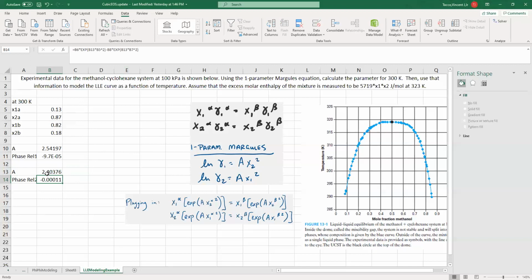I get 2.4. So it's not all that different. Like I said, it's similar, but not exactly the same. So a logical question here is, which one should I use? Should I use one or the other? Maybe I take the average and I report 2.47. That's not necessarily the best answer either.